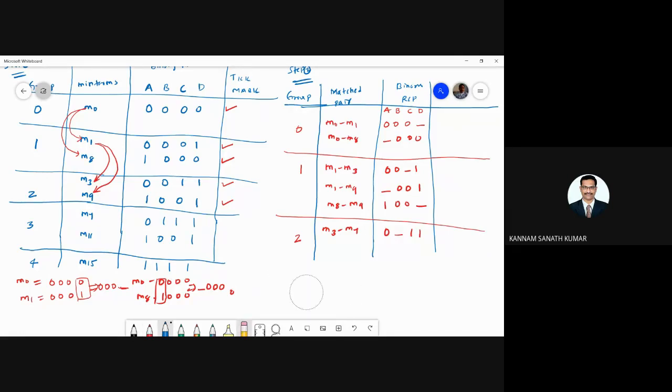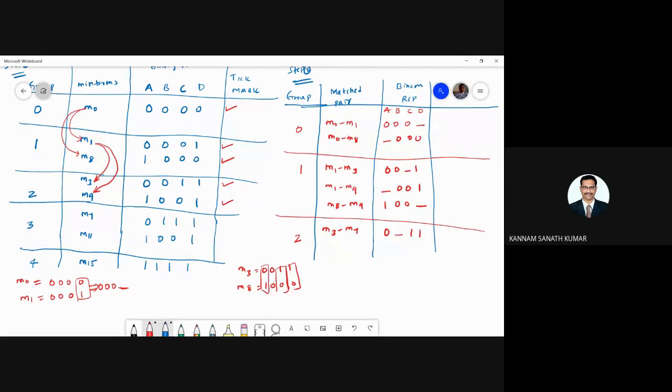Sir, in group 1, we are not done with M8 and M3, sir. M8 and M3, okay, you're saying I have not done it. So see here, M3 is 0 0 1 1 and M8 is 1 0 0 0. You observe here, this differs by what I told.